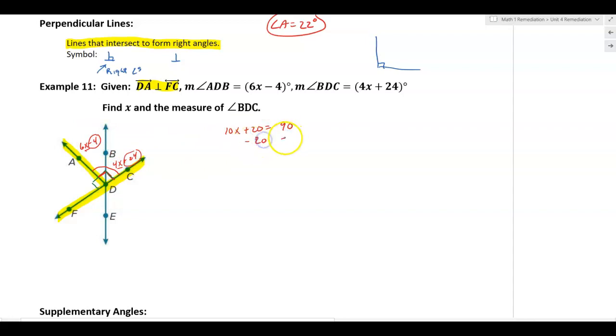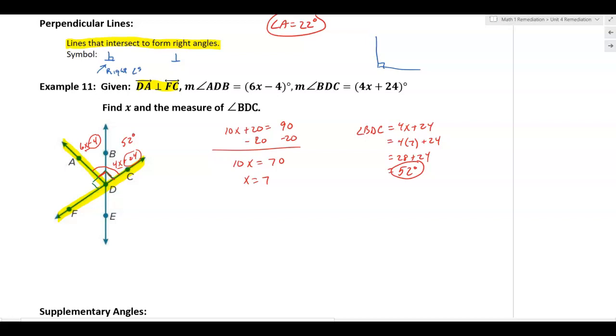Now I can solve for x. 10x equals 70. X is equal to 7. Now, they want me to find the measure of angle BDC. Well, if angle BDC is equal to 4x plus 24, now I'm just going to replace x with 7. 4 times 7 plus 24 equals 28 plus 24, which is 52 degrees.